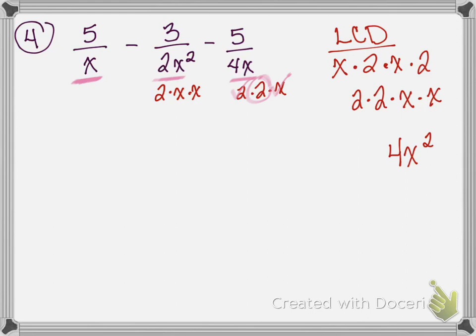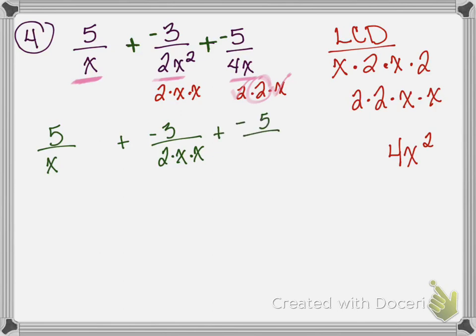Now let's go back to all the numerators. You see how I've got 5x minus 3 over 2x squared? I want you to change that minus to a plus, and move that minus with the numerator. You're going to do the same thing for that minus with the 5. Okay? So I have 5 over x plus negative 3 over 2 times x plus negative 5 over 2 times x. And it's just easier if we have that broken down.